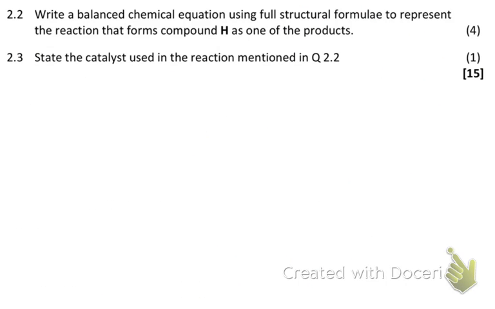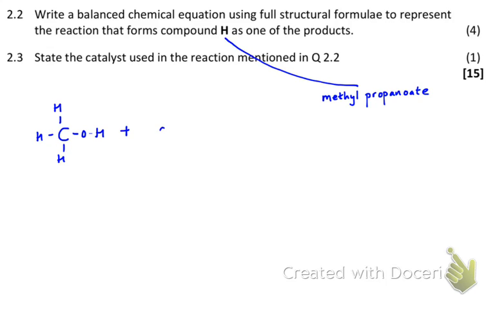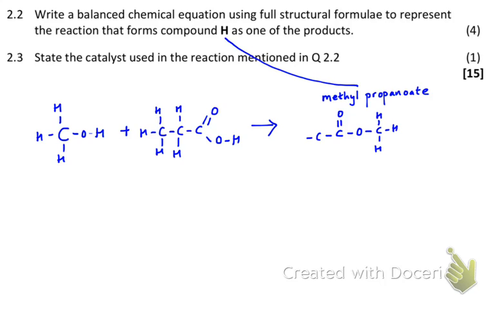Right, 2.2.1: Write a balanced chemical equation using full structural formula to represent the reaction that forms compound H. Compound H is methyl propanoate, the ester, and so that would require methanol to react with propanoic acid. Remember to have the bond between the oxygen and the hydrogen, and that then gives you methyl propanoate. There's the ester functional group, a methyl branch on the propanoate. Don't forget that water is also formed, and they're wanting full structural formula, so you need to show the bonds in water.